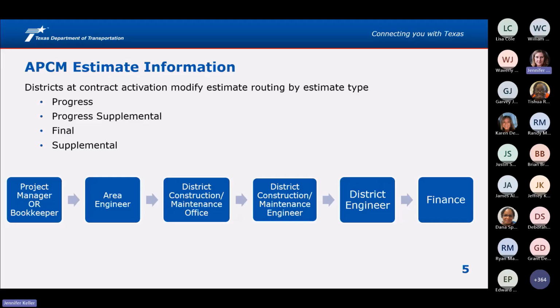When you're ready to begin your first estimate, we will have the ability for a project manager or bookkeeper to generate that estimate. It'll go to the area engineer for approval, and then it'll go to the next level that's established by your district procedures or policies, to the district construction maintenance office, to the district construction maintenance engineer, routed through your district engineer if that is what your procedure is, prior to going to the finance division.